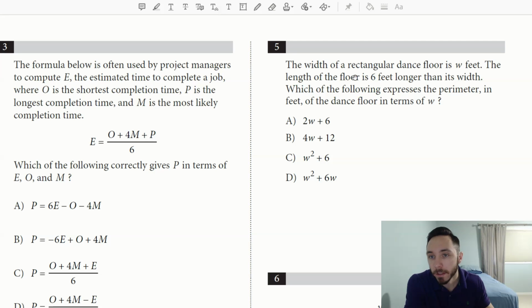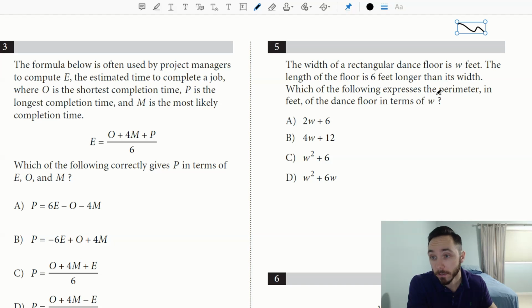It's saying the width of a rectangular dance floor is W feet. The length of the floor is 6 feet longer than the width. Which of the following expresses the perimeter in feet of the dance floor in terms of W? Okay, so they're trying to make this somewhat topical, I guess. It's a dance floor. So what do they really want at the end of the day? What is that default expression we want to write?